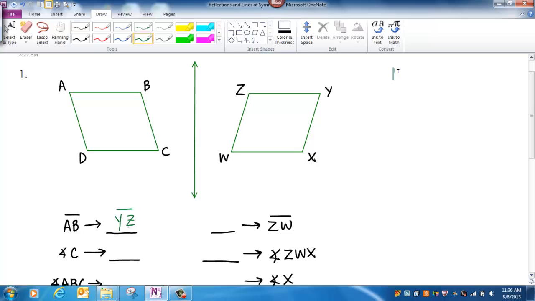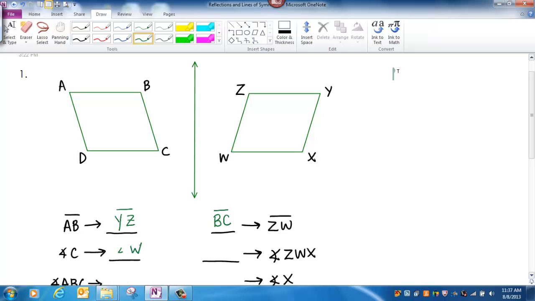Okay, going to the right, what segment in the pre-image corresponds to segment ZW in the image? Well, that would be segment BC. Okay, next one. Angle C after the reflection, what does that correspond to? Would be angle W.